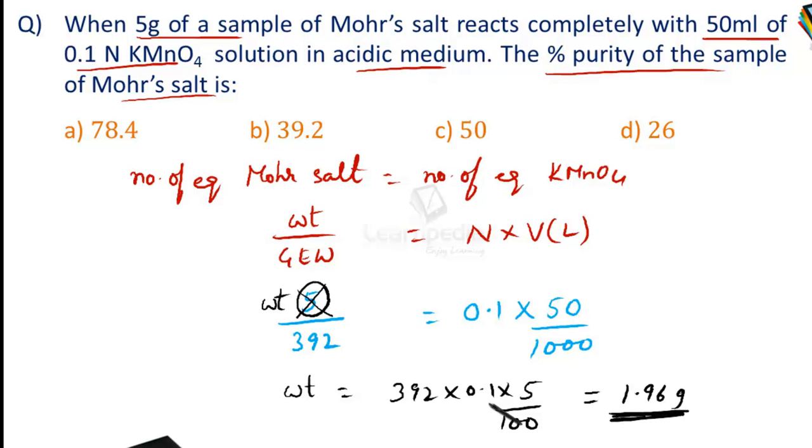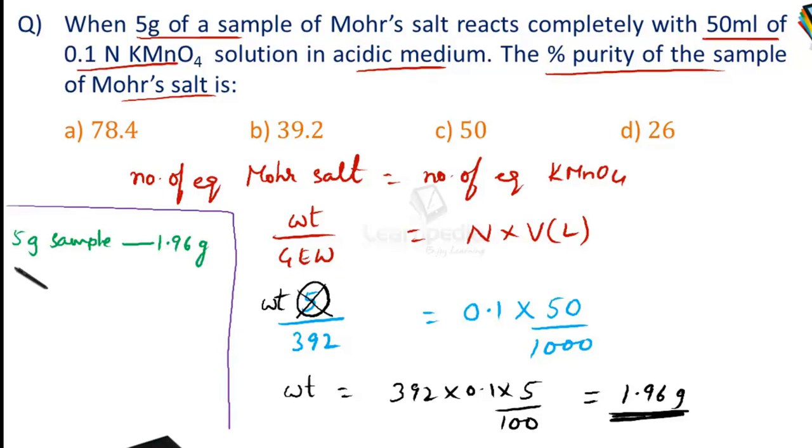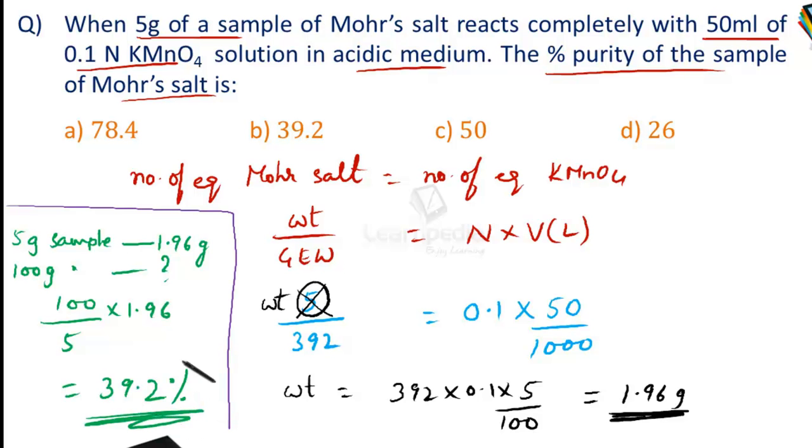See here, originally we took 5 grams, but out of the 5 grams, only 1.96 grams is sufficient for reacting with this 0.1 normal, 50 milliliters of potassium permanganate solution. So how will you calculate the percentage purity? 5 grams of the sample contains 1.96 grams of Mohr's salt. So 100 grams of the sample contains how much? It is 100 upon 5 multiplied by 1.96, and you get the value as 39.2%.